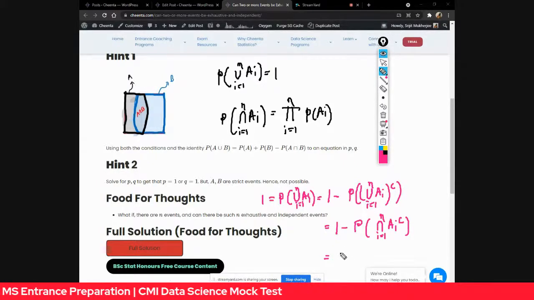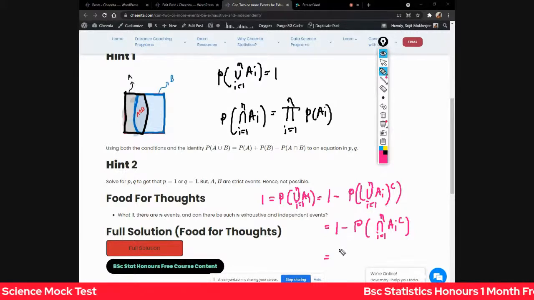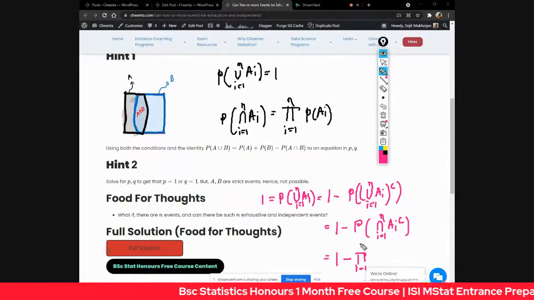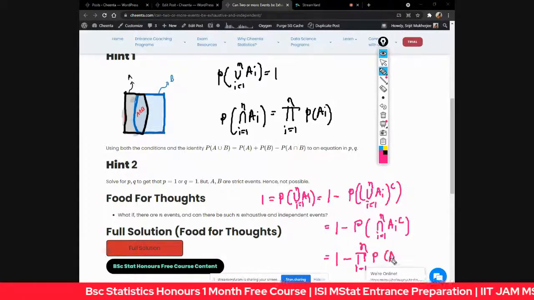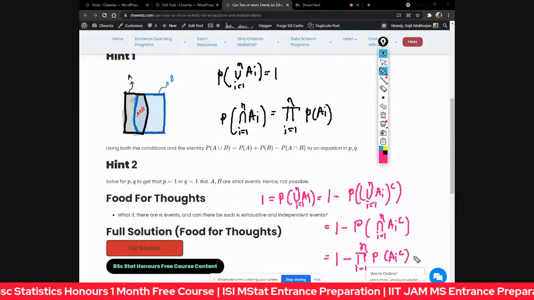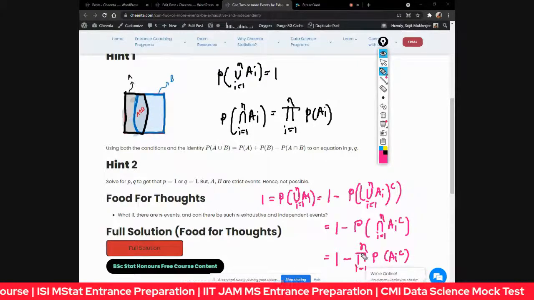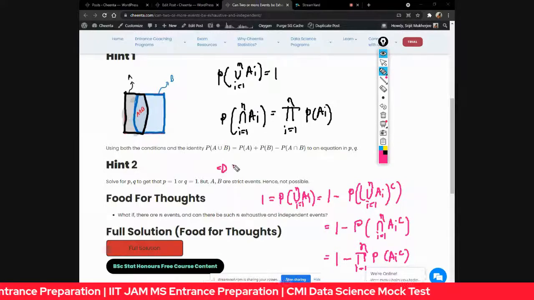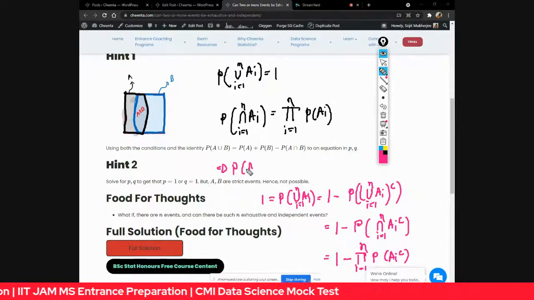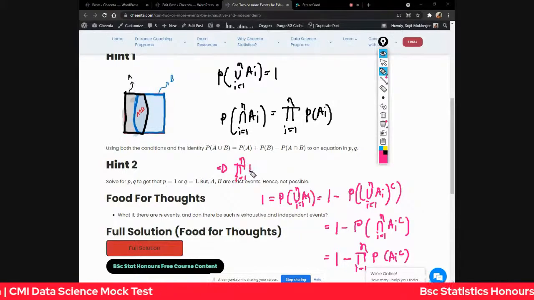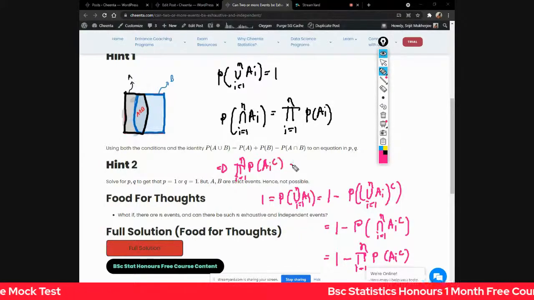If A and B are independent, then g of A and h of B are independent, where g and h are functions of A and B. So therefore you get the product of the probabilities of Ai complement, since the Ai complements are also independent. So what do you get over here? 1 is equal to 1 minus this, so the product of the probabilities of Ai complement is equal to 0.